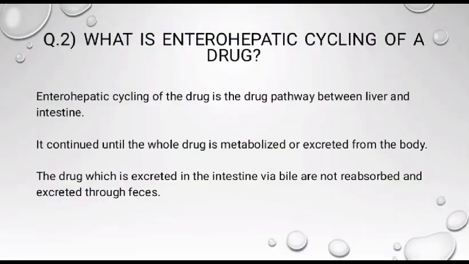Question 2. What is enterohepatic cycling of a drug? Answer. Enterohepatic cycling of the drug is the drug pathway between liver and intestine. It continues until the whole drug is metabolized or excreted from the body. The drug which is excreted in the intestine via bile is not reabsorbed and is excreted through feces.